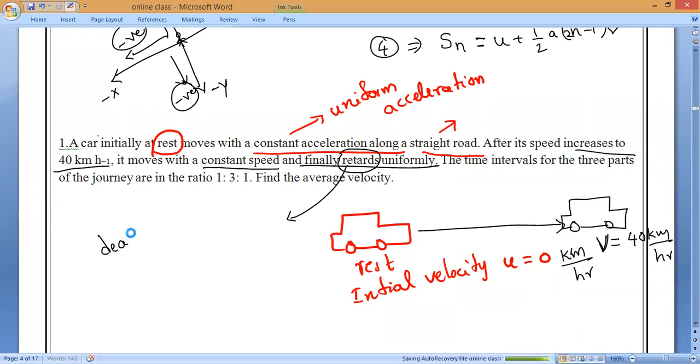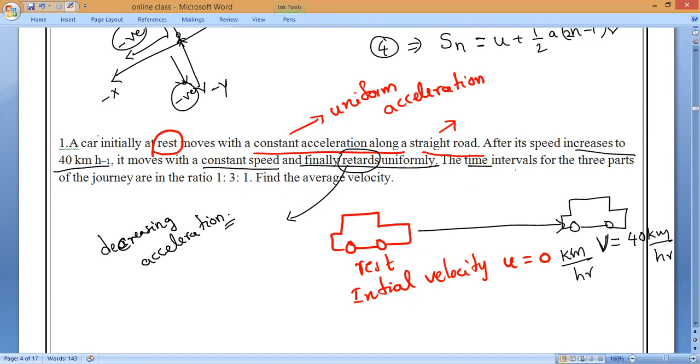You have to analyze the question like your favorite food. You have to eat the question in a smart way. So retards means decreasing acceleration, or we can say deceleration. Yes or no, guys? Yes or no, Reddy? It is decreasing acceleration uniformly.